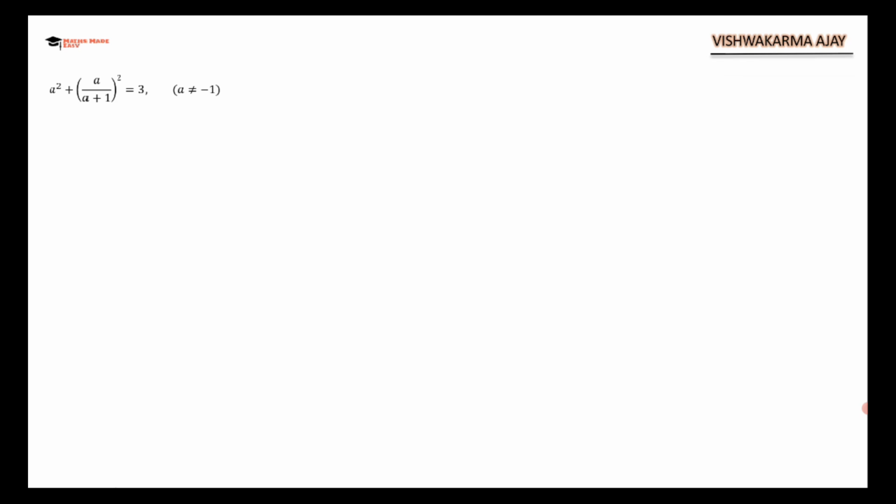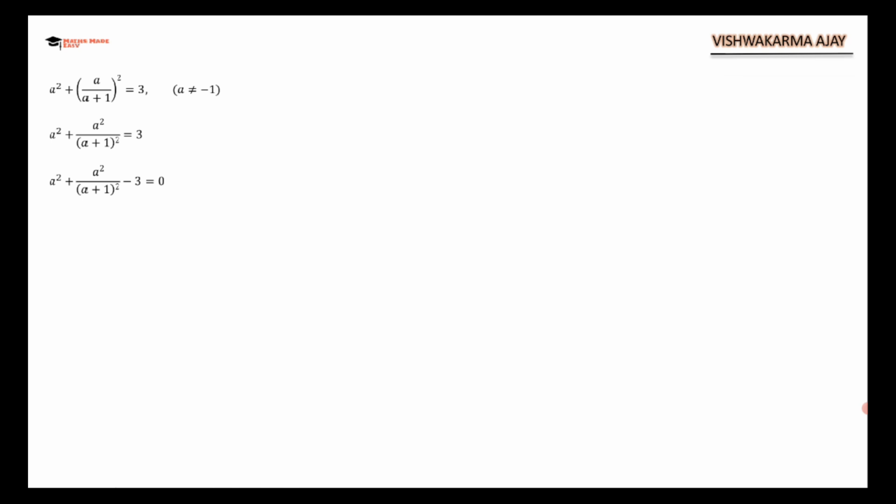(a² + a)/(a + 1) the whole squared is equal to 3. What we can do is write (a² + a)² over (a + 1)² is equal to 3. I want to get rid of this denominator term, which is why I have split the squares in the numerator and denominator. You will see it further. Let's bring this 3 to the left hand side.